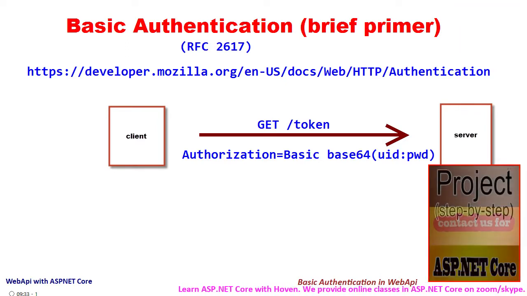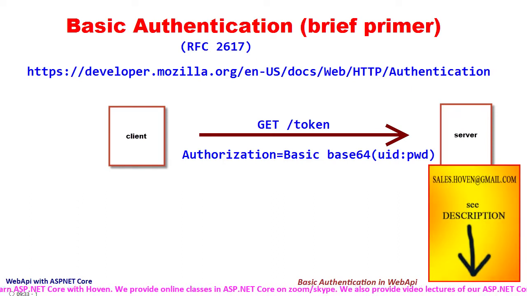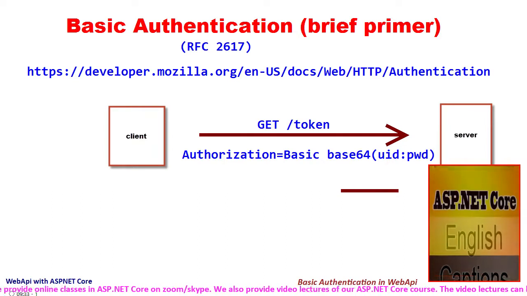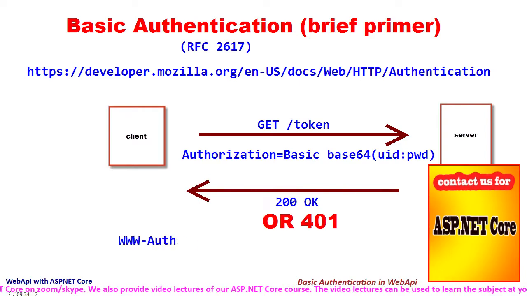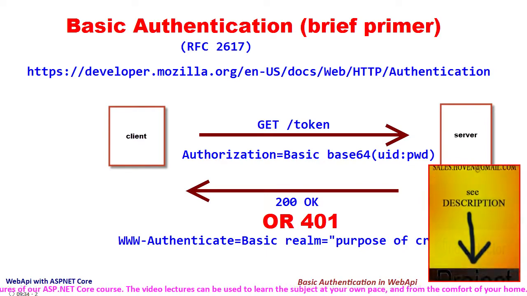The server has to decode the header and it extracts the login and password and then authenticates the user. If the authentication succeeds, the user is served with his data as 200 OK response, and however, if the authentication fails, then the server responds as 401 unauthorized.